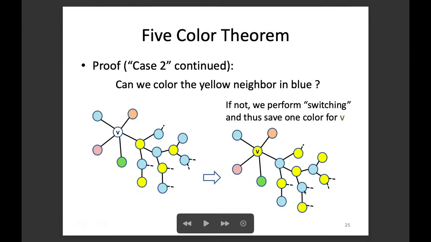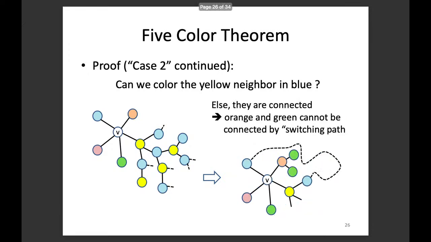But on the other hand, it may not be perfect all the time. The reason is that this yellow-blue path may connect back to this vertex again. Because it can be yellow-blue, yellow-blue, yellow-blue. So by the time we change it to blue, it becomes blue, yellow, blue, yellow, blue, yellow. So in that sense, we are changing this to blue, but at the same time, we are moving this back to yellow. So we do not save any color. In this case, this is a bad case for us.